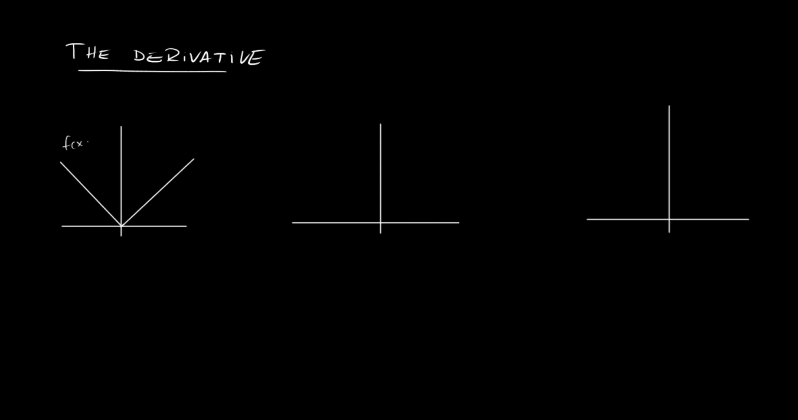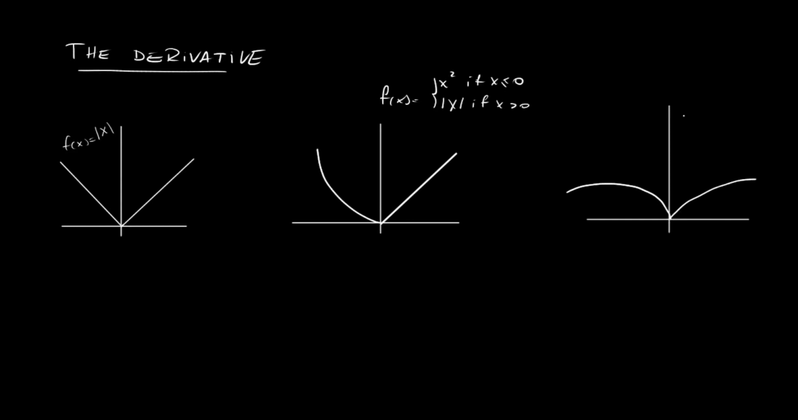The first one is f of x equal to the absolute value of x. The second one is f of x is x squared if x is smaller than or equal to 0, and the absolute value of x if it's greater than 0. And the third one is f of x equal to the square root of the absolute value of x.